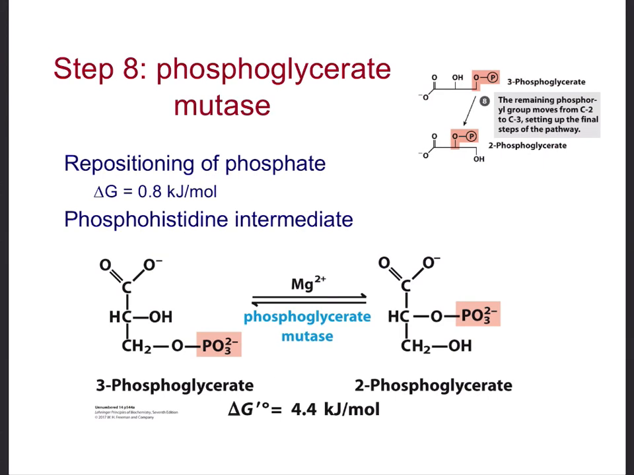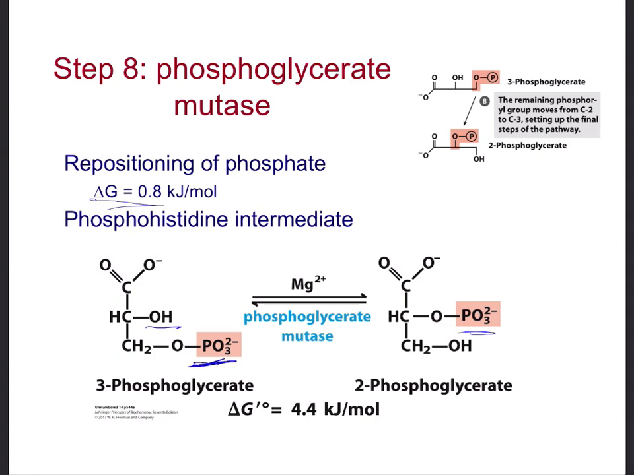Once we get 3-phosphoglycerate, we need to move this phosphate from carbon 3 to carbon 2. And the way this is done is through what's called a phosphohistidine intermediate, meaning that there's a histidine present in the active site. We're going to transfer this phosphate to that histidine, and then that phosphate will be transferred to carbon 2. As we can expect, the delta G in the cell for this is pretty close to zero.